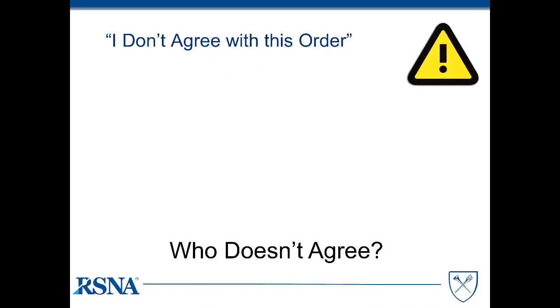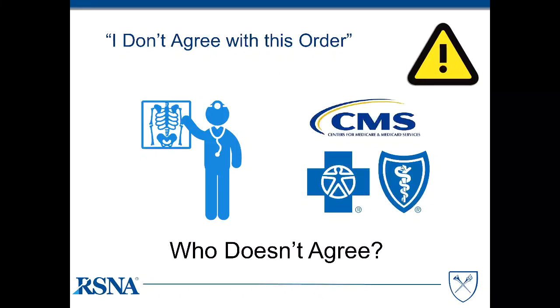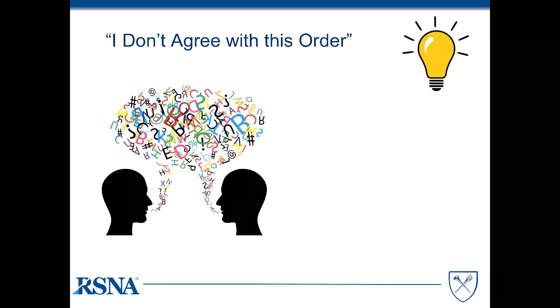A twist on the wrong order is, I don't agree with this order, where the so-called error may not be so obvious to a layperson, and maybe not even to a more sophisticated individual. That could be you as a radiologist, or it could be a payer that you know has a policy that won't pay for X or Y or Z. These situations typically require conversations with the referring physician or sometimes with the insurance company. The latter, of course, can be a painful process. But getting it right rather than just doing it is important.